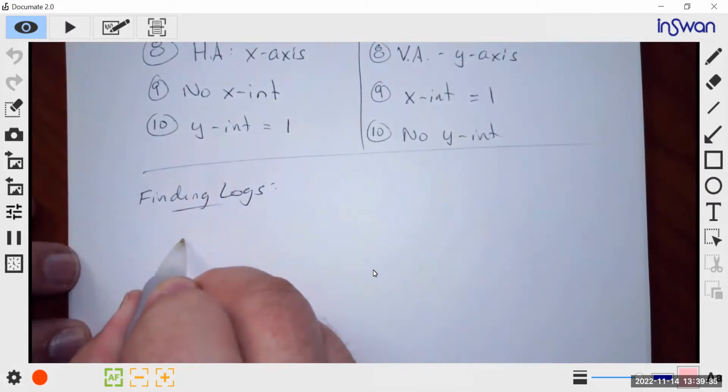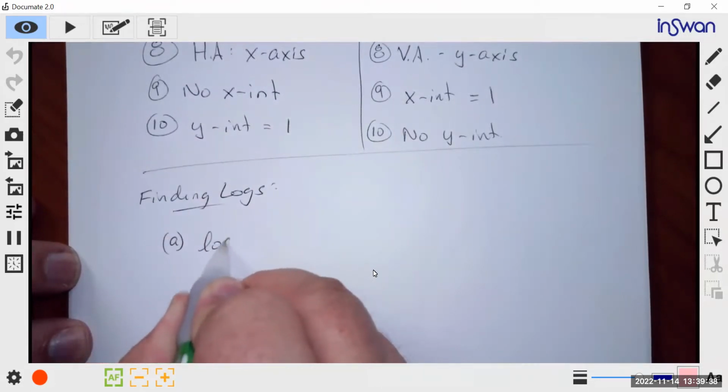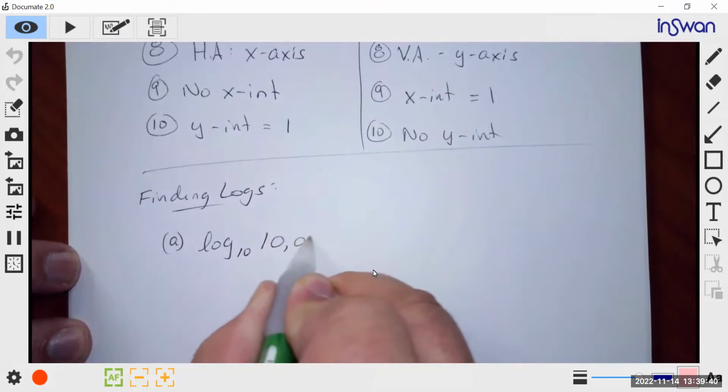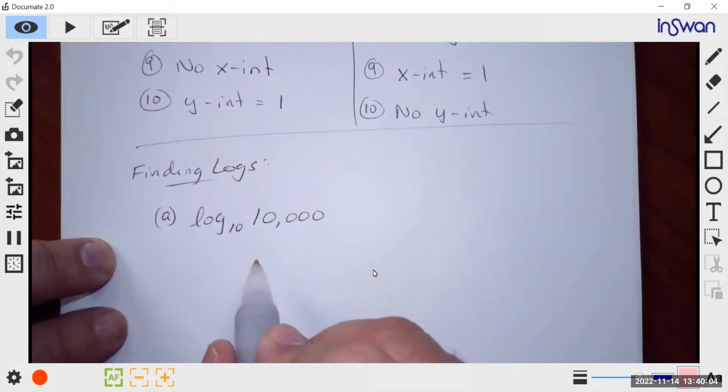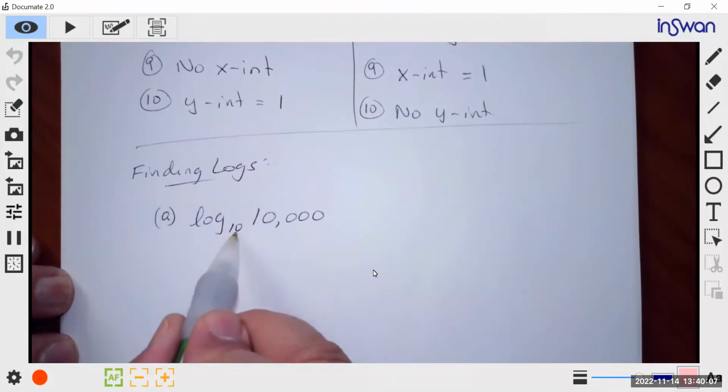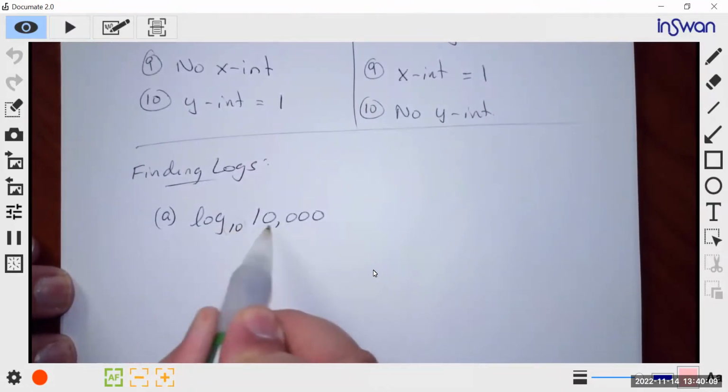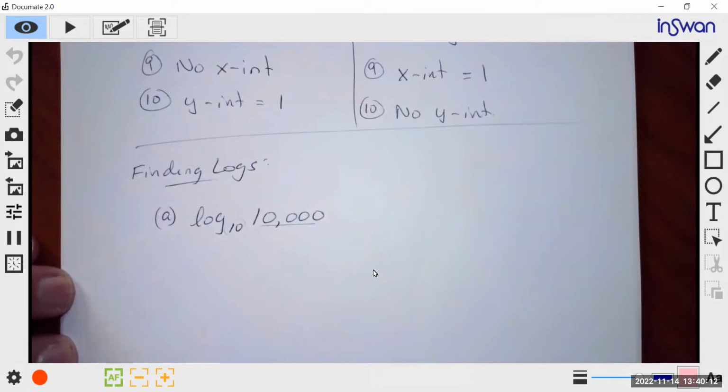So the first one, log base 10 of 10,000. I'm going to jump straight in and show you how to do this the shortcut way. Basically what this question is asking is, what power should the base be raised to in order to equal this number? So it equals some number. We don't know what number it equals.